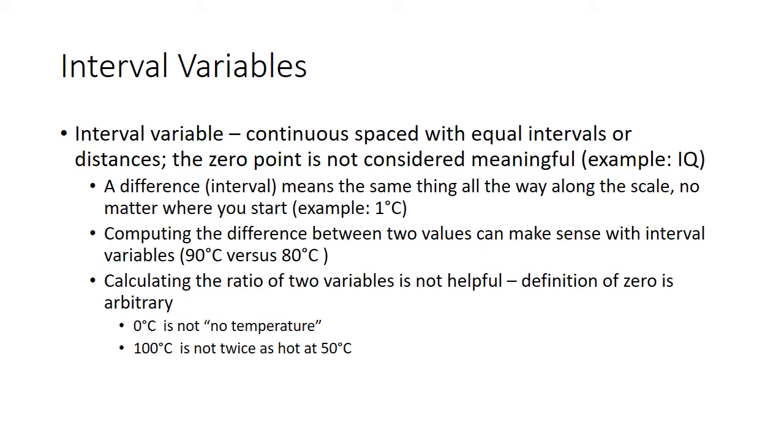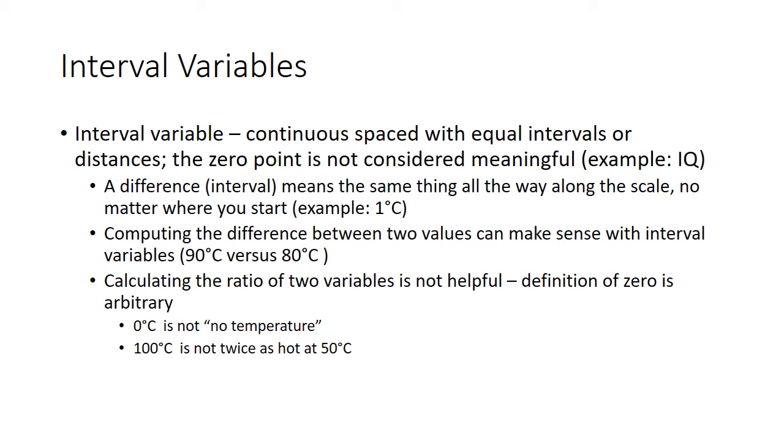meaningful here. A good example of this is IQ. No one really has an IQ of 0, even though you might have met some people who you think have an IQ of 0. But another, more concrete example would be temperature. When you're looking at Celsius, the interval means the same thing all the way along the scale, no matter where you start. For example, 99 degrees centigrade versus 100 degrees centigrade is the same difference as 100 to 101, okay? So that magnitude of difference between values stays the same regardless.